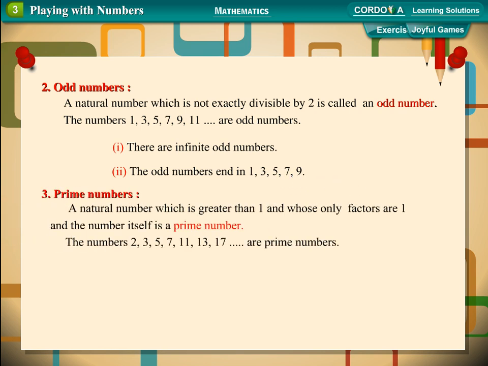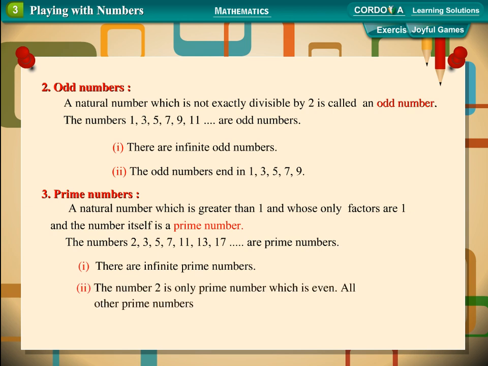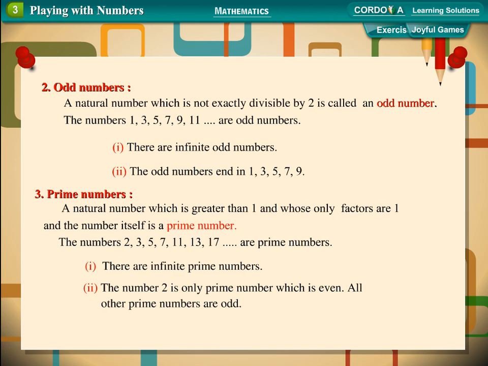Prime numbers. A natural number which is greater than 1 and whose only factors are 1 and the number itself is a prime number. The numbers 2, 3, 5, 7, 11, 13, 17 are prime numbers. There are infinite prime numbers. The number 2 is the only prime number which is even. All other prime numbers are odd.